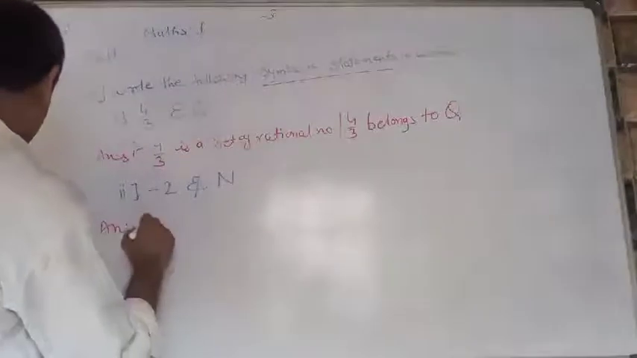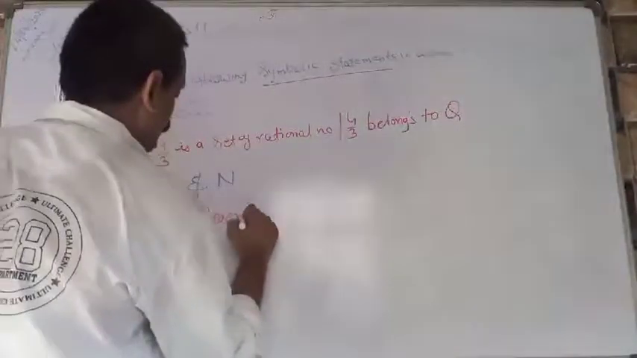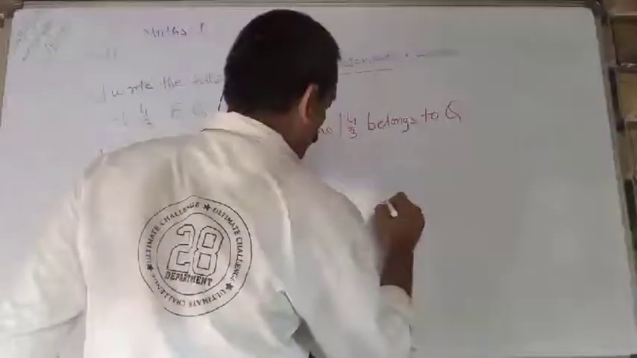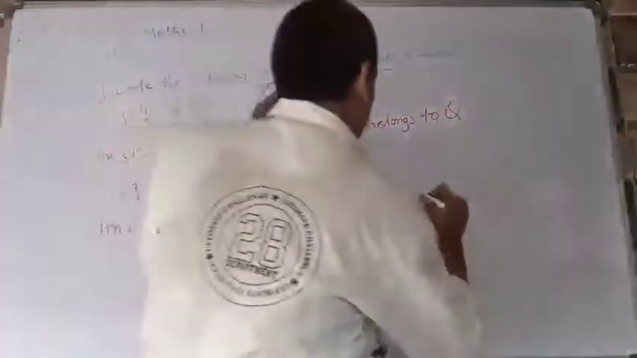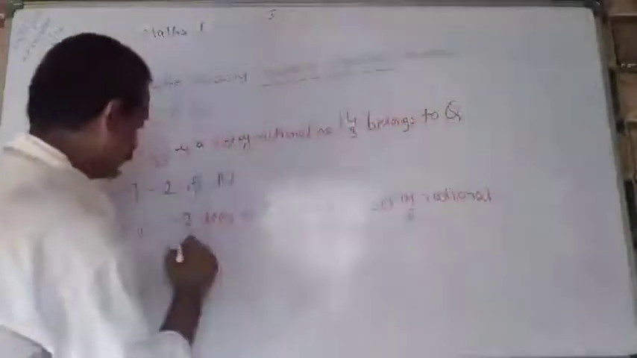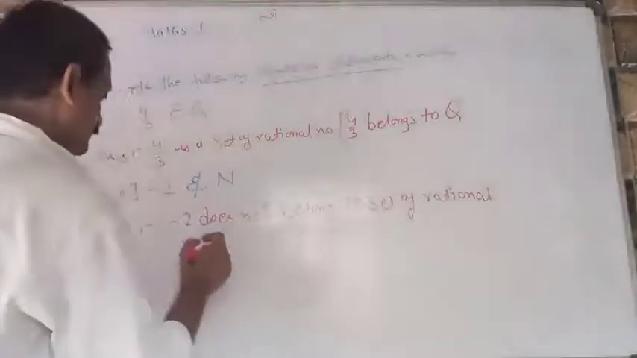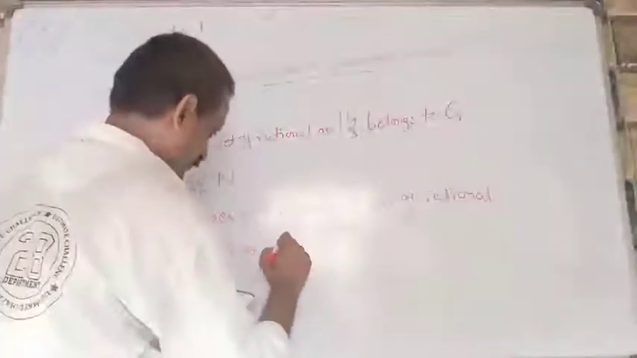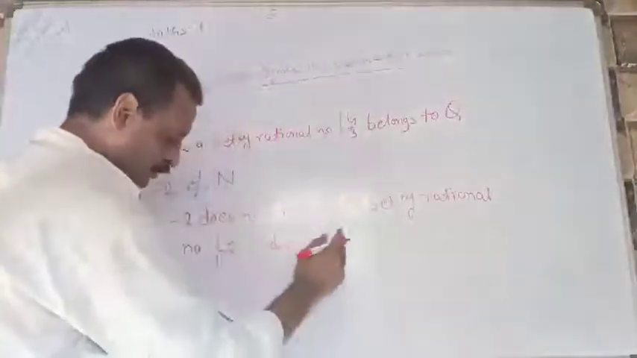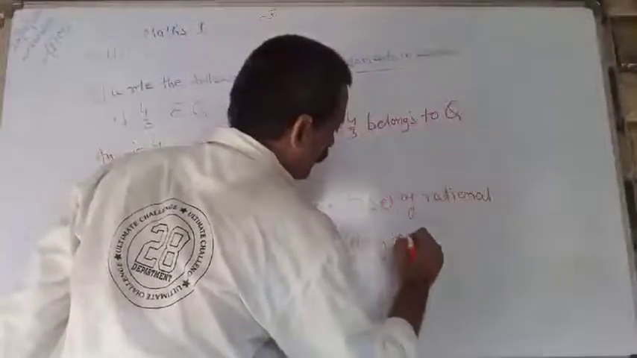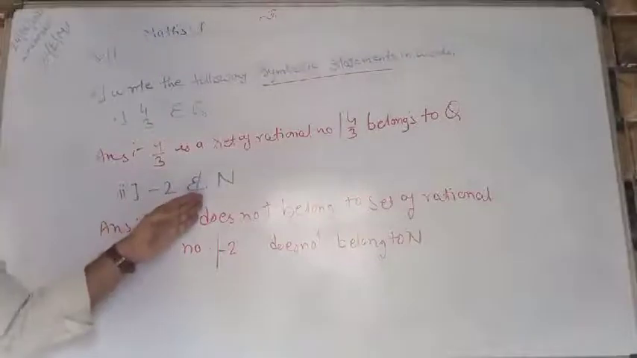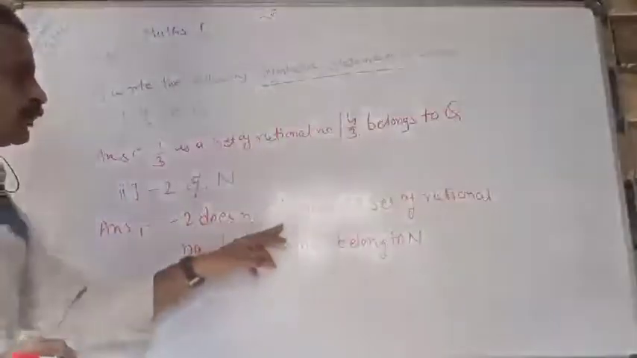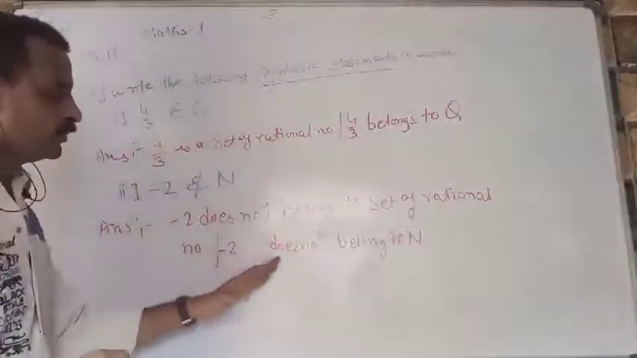Now we write this: -2 does not belong to the set of rational numbers. -2 does not belong to Q. -2 does not belong to the set of rational numbers.